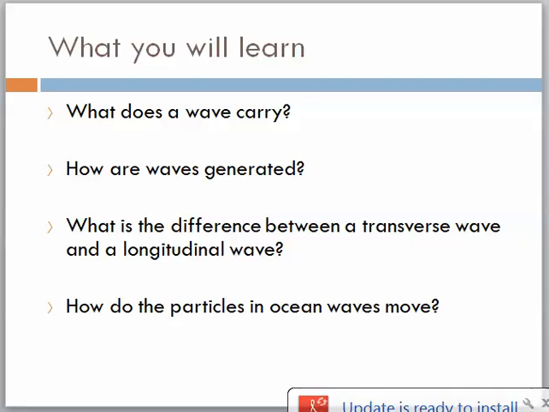What you'll learn: what does a wave carry? What are waves, or how are waves generated? What is the difference between a transverse wave and a longitudinal wave? And how do the particles in ocean waves move?